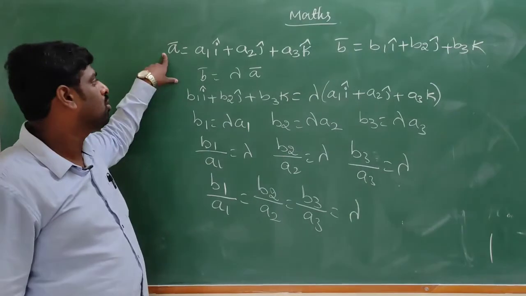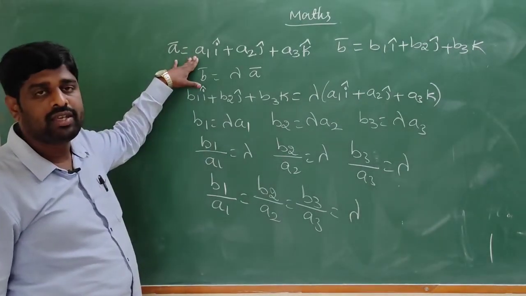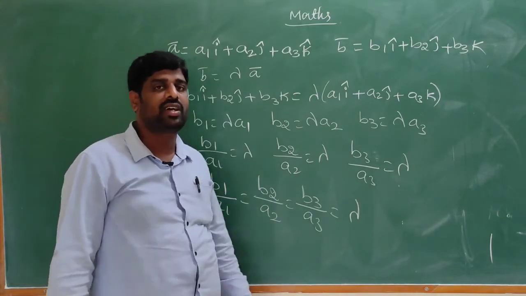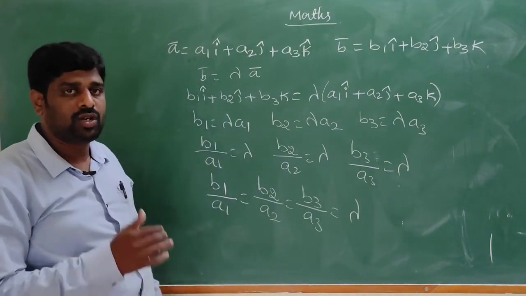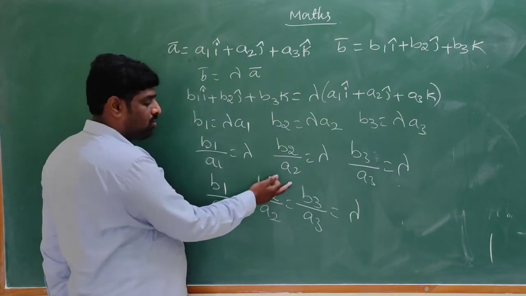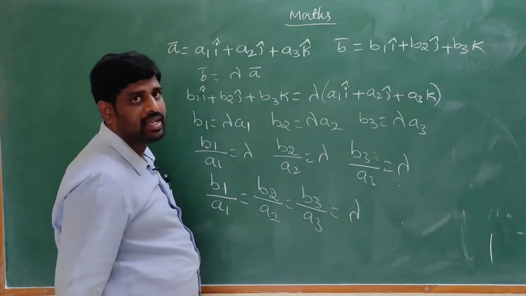Suppose two vectors are given and you have to show that they are collinear. Then you have to find b1 by a1 is equal to b2 by a2 is equal to b3 by a3. It will be the same value.